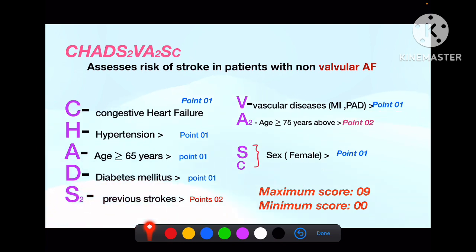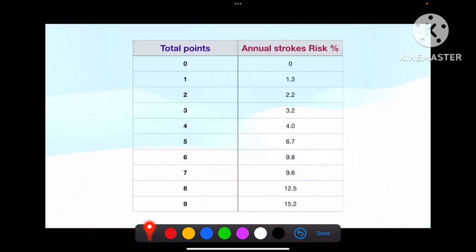Here I would like to mention that if your CHADS score is high, your patient has more chance of getting a thrombotic event in the next 12 months. So in the next slide I am going to show you how the annual stroke risk gets higher according to your CHADS score.